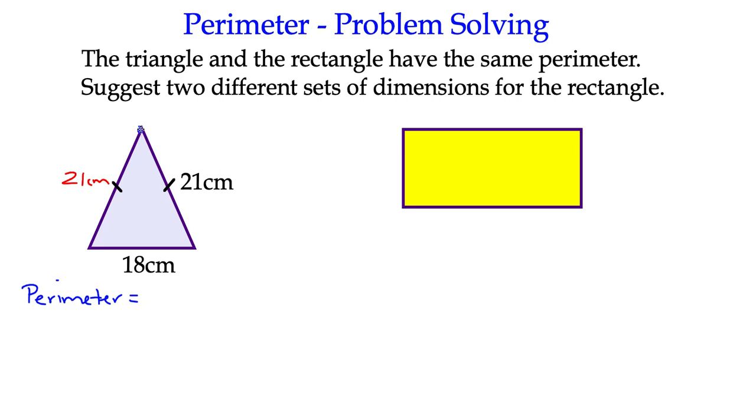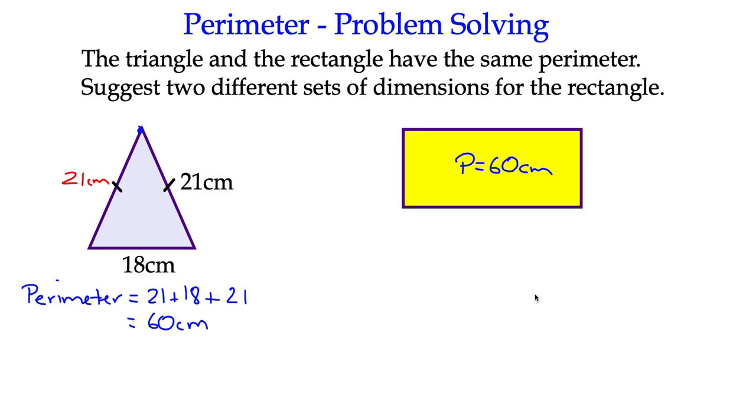So I'm going to start at the top, I'm going to go down this line here as 21, and then I go along the bottom, which is 18. And I can go up the side, which is 21. It doesn't matter which order you add them. You might want to put the two 21s together because they're the same. So 21 and 21 is 42. Add 18 is 60. So the total perimeter is 60 centimeters for the triangle, which tells us that the perimeter is the same. So we know that the perimeter of this rectangle is 60.